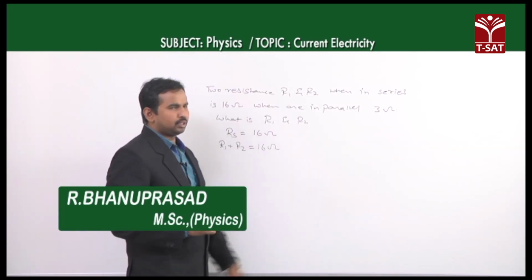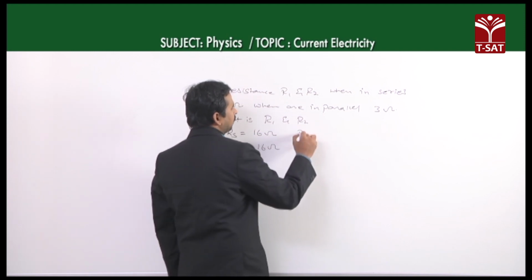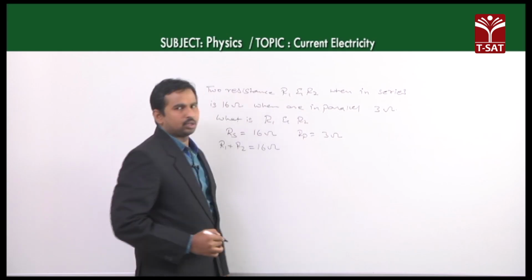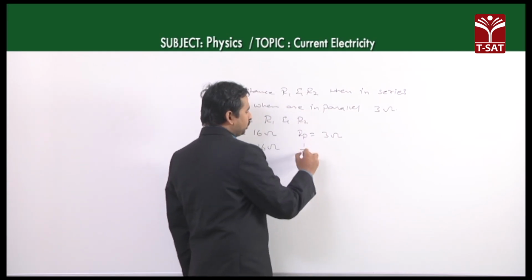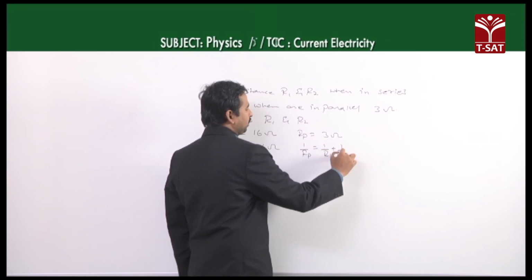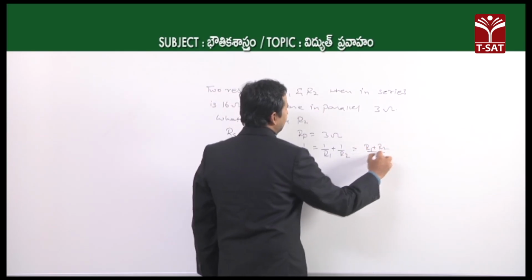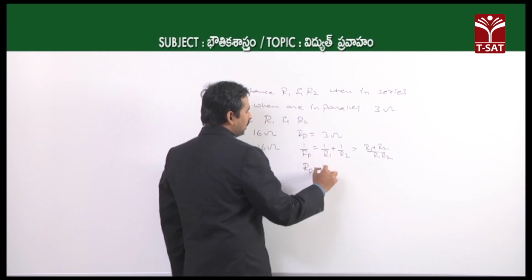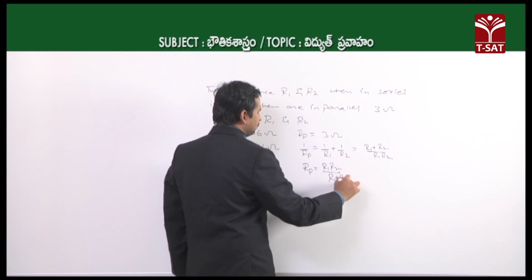And in the same way, for the case of this parallel connection, the Rp value is given as 3 ohms. We know that 1 by Rp is equal to 1 by R1 plus 1 by R2, which is R1 plus R2 by R1 R2, and so Rp becomes R1 R2 by R1 plus R2.